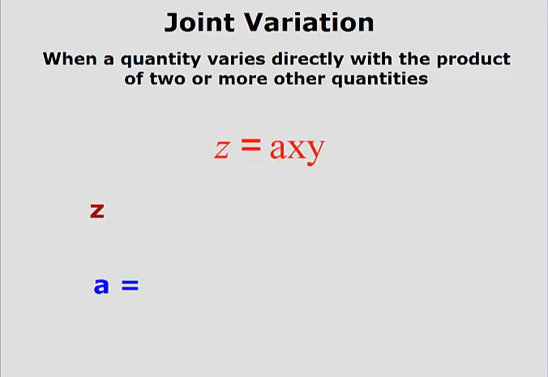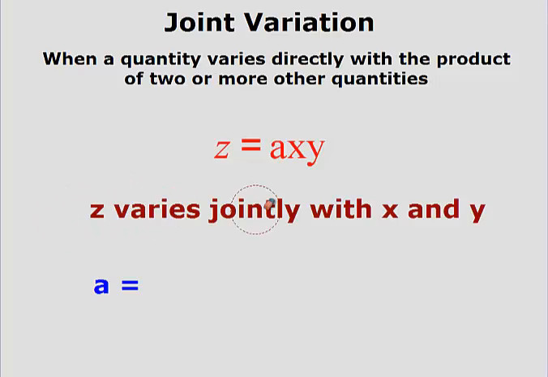Why do I have Z marked there? Oh, okay. As far as the language goes, this is actually really important. They're going to tell you in the directions, Z varies jointly with X and Y. And what that tells you is which pieces belong where. The first variable they give you is the one that goes on the left, right? They tell you it varies jointly, which is why we have the A. That's our constant of variation in this style. And then X and Y are the right-hand piece.